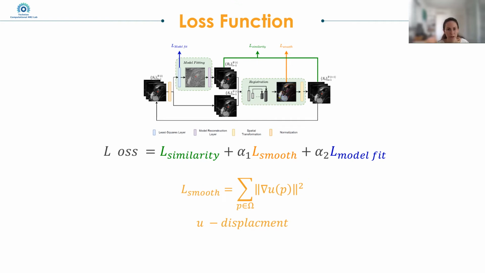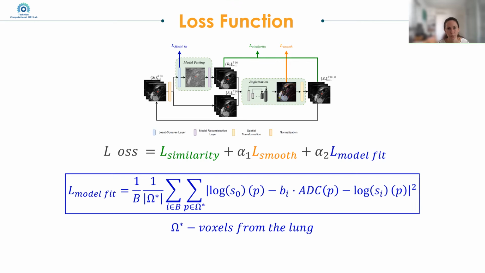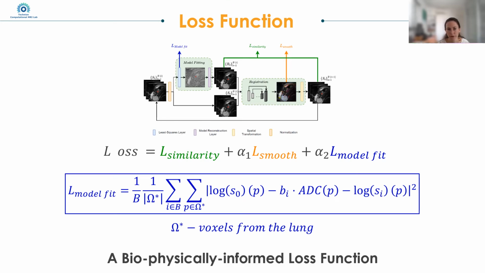Loss smooth encourages a smooth displacement field phi by regularizing the spatial gradients on displacement u. Loss model fit is the loss that is responsible for forcing each voxel to act according to the mono-exponential model. This loss is applied only on omega star, which is a subset of the image, including only voxels from the lung. By combining these three losses together, we introduce a biophysically informed loss.